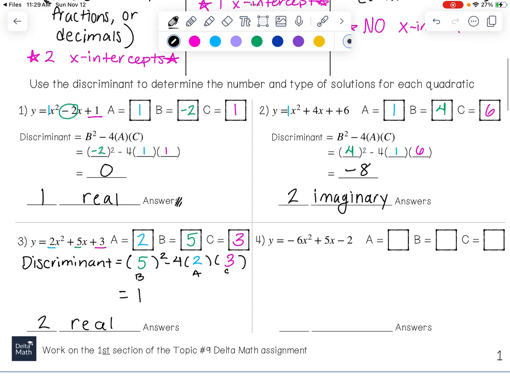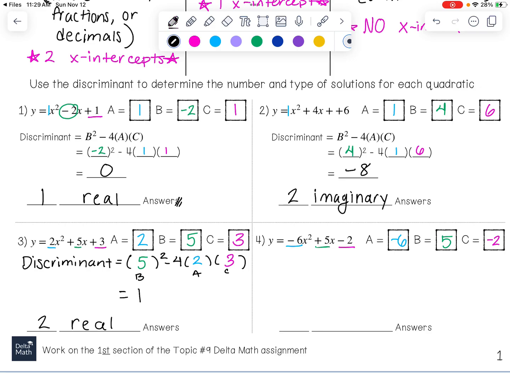Last one here. Now we have an a value of -6, a b value of 5, and a c value of -2 at the end. So now if you want to try it by yourself, feel free to pause the video, try the formula by yourself, and see if you can get the right answer. Otherwise, just don't pause the video, follow along, see if you're understanding it.